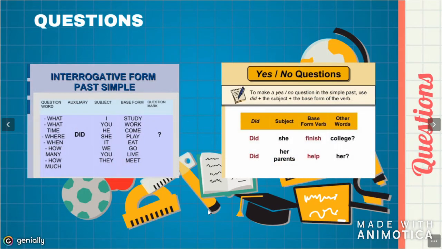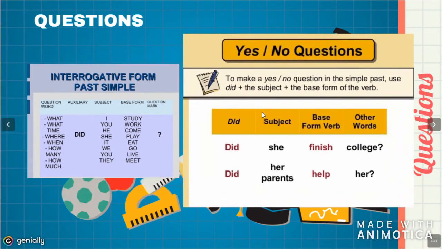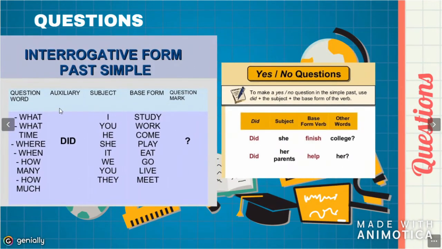Now let's move on to questions. In English, we have two types of questions. We have open questions and closed questions. The open questions have a question word, the auxiliary verb, a subject, and the base form. Question word, que puede ser cualquiera de estas o otras más, por ejemplo, what, where, when, how many, how much, who, why. Siempre el auxiliar, un sujeto, y el verbo en forma base.